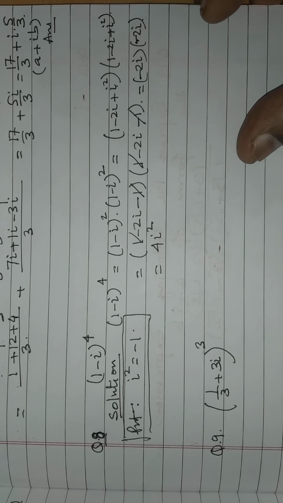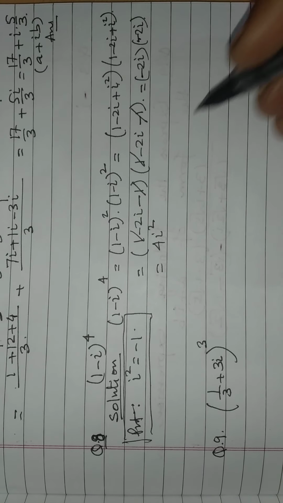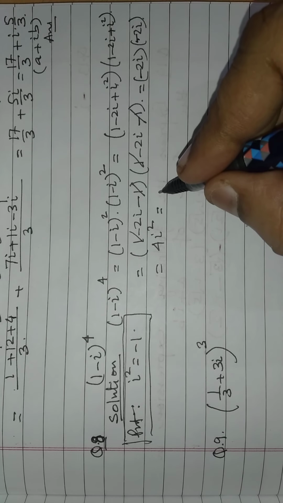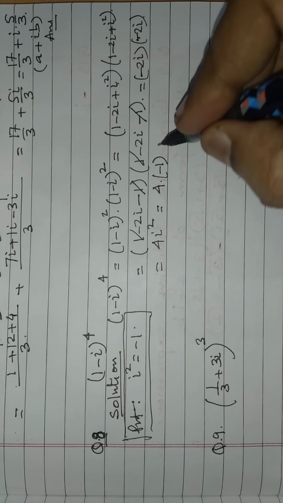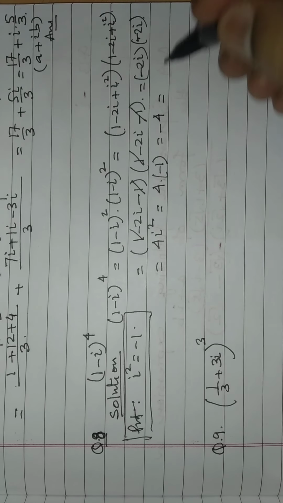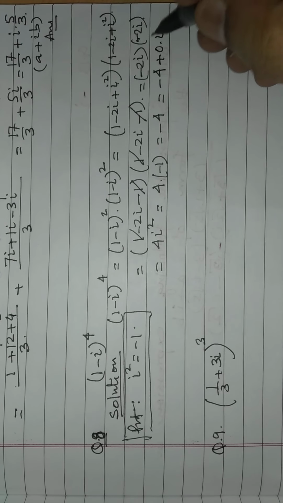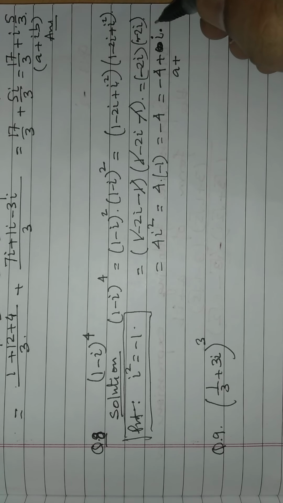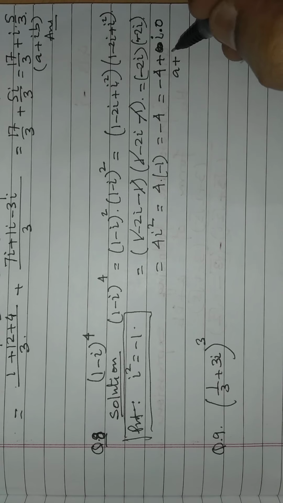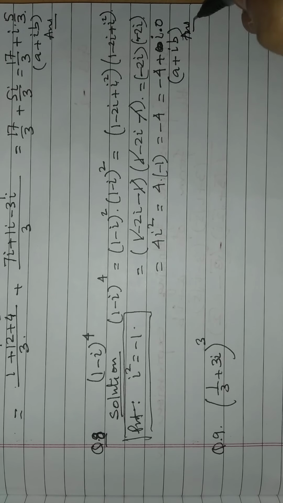Now it is visible to you. The 4i square, and i square is equal to minus 1, so substituting minus 1, we get minus 4, and that can be written as minus 4 plus 0 into i. So it is in the form of a plus ib, with b equal to 0. So this is the answer.